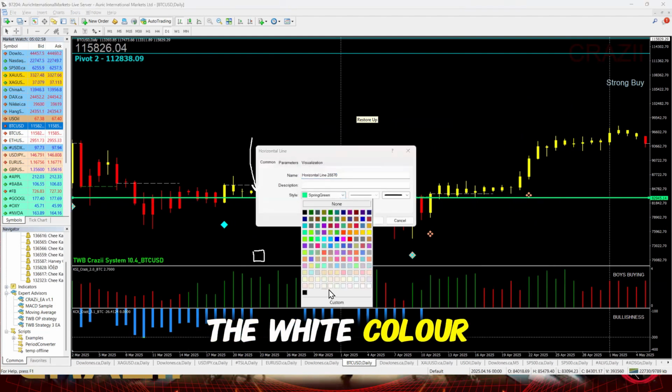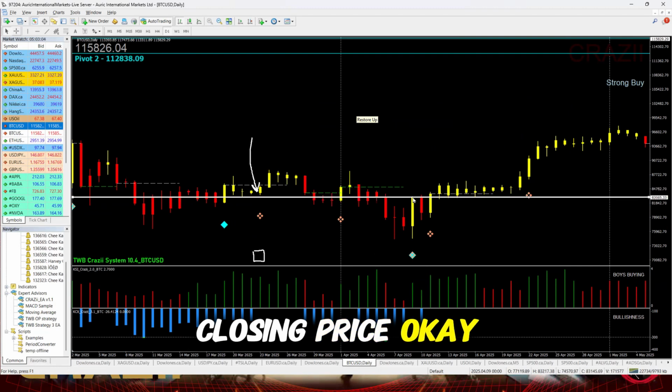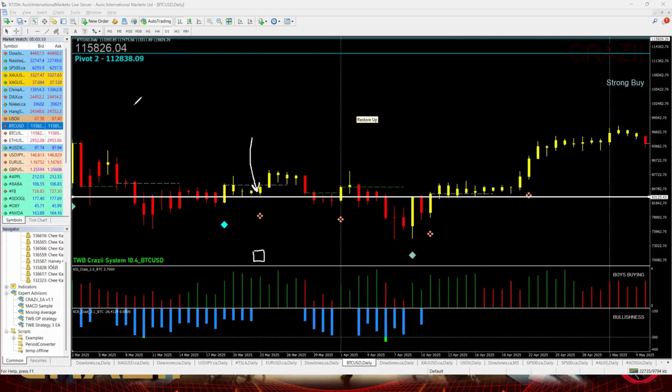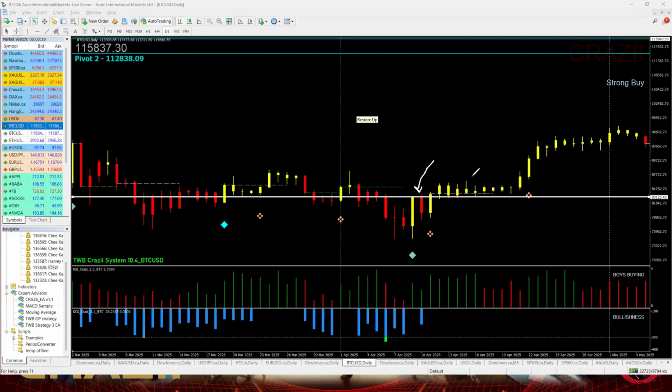Just change it to white color. That's what we always do. Okay, done, at the closing price. So what you can see is that the very next day, the market opens and immediately trades below the line, right? And it turns red color.